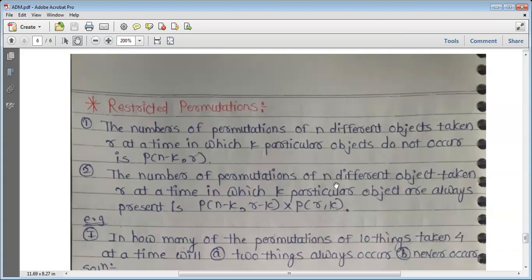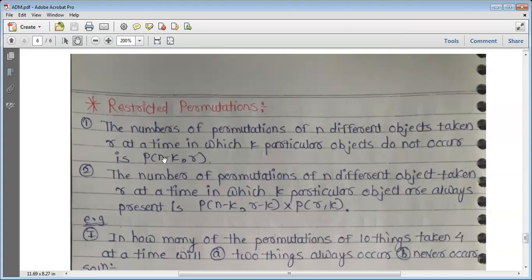In the last lecture, we have seen what permutations are. Now we have to see some particular types of permutation. First one is restricted permutation. The number of permutations of n different objects taken r at a time in which k particular objects do not occur is nothing but the permutation of n minus k things taken r at a time. So here we have to take the permutation of n minus k things where we take r at a time.